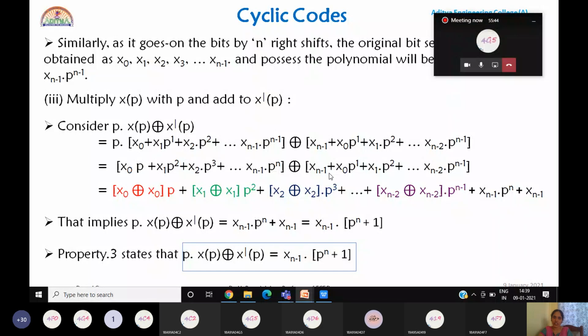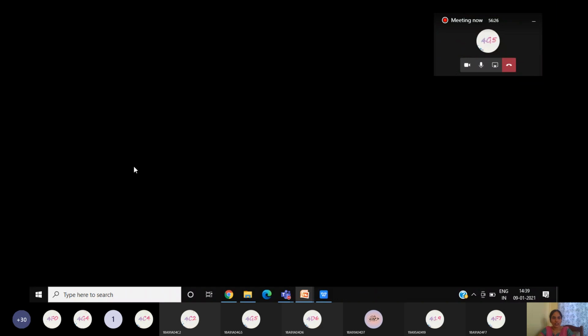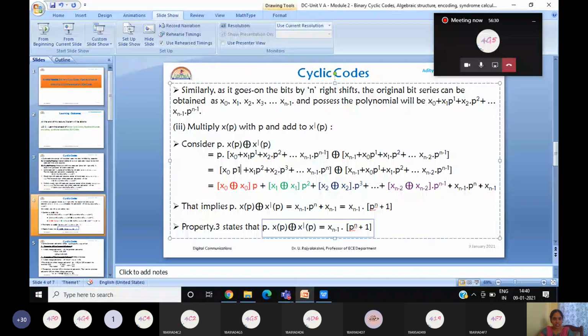Now let us take the XOR of these two. I told you to multiply it with p. So p into x0 plus x1 into p square you will get, plus x2 into p cube you will get, plus so on, xn minus 1 into p power n minus 1 into p, it will be p power n. Let us take the XOR of this p into x of p with x dash of p. If you take the modulo 2 addition of these two, look at the p power 1 terms: p power 1 here you have, and x0 into p. So here x0 into p also represents p power 1. Okay.